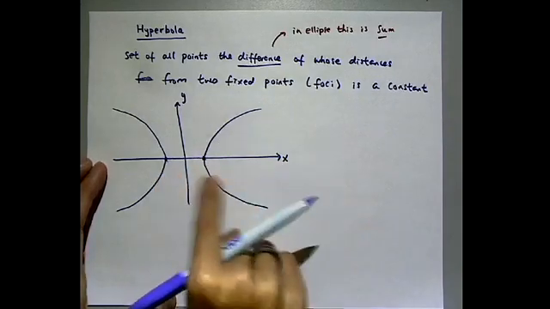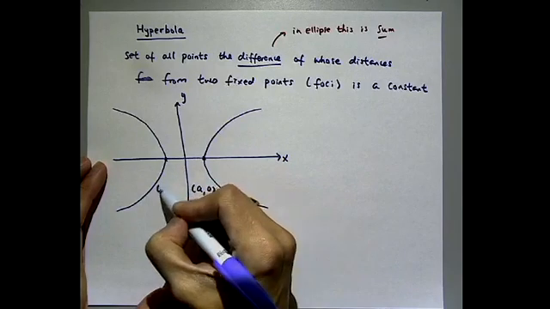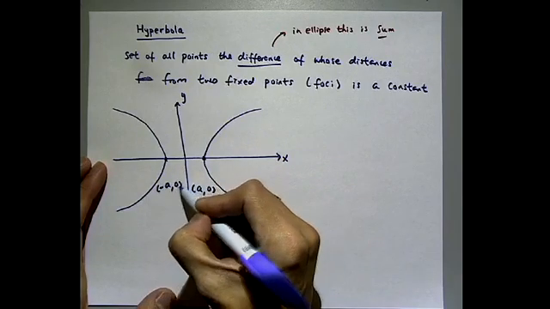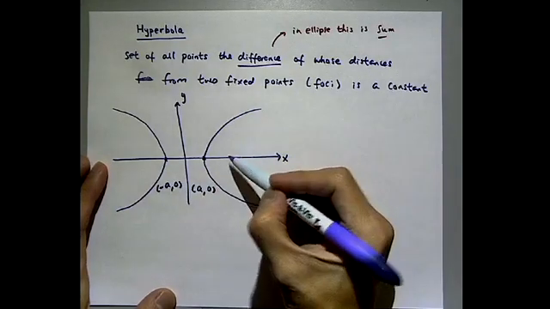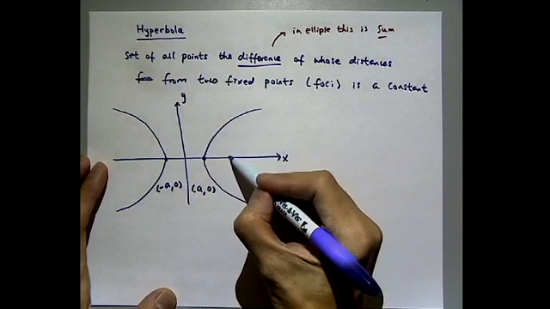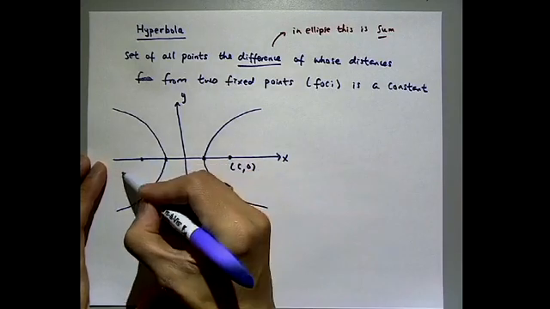The vertices are again at A away from the center. And just like for the parabola, the foci sit inside the hyperbolas.